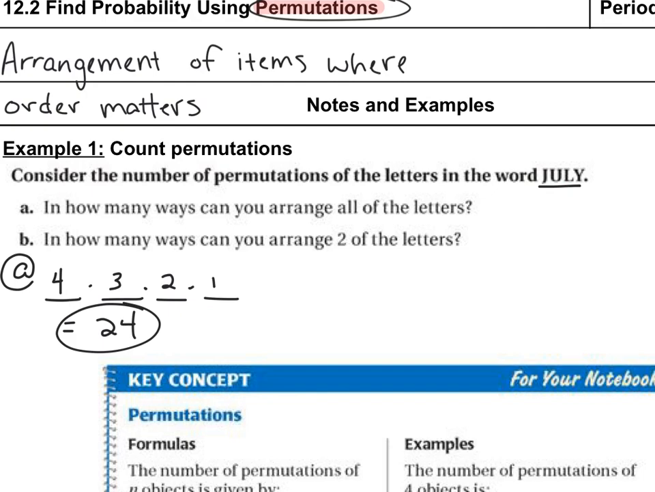All right, let's contrast that with letter B. How many ways can you arrange 2 of the letters? In this case, we're just talking about 2 spots. How many options for the first letter? We would have 4. And then we take one of those away, and we would have 3. So to arrange 2 letters, we would have 12 different ways to arrange 2 of the letters. Okay, so just a brief introduction into a permutation. We would say the number of permutations would be 24. The number of permutations is 12.